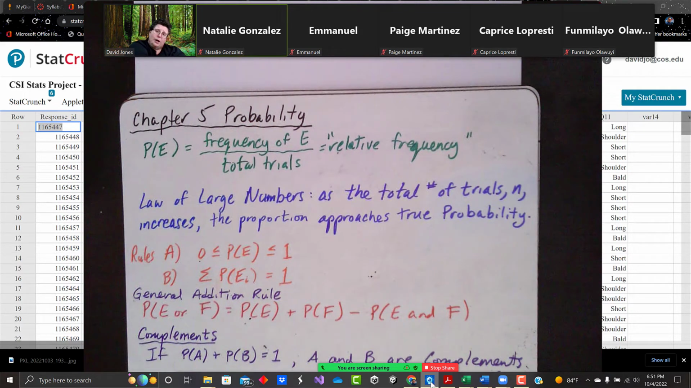Some good rules to know about probability. Each probability has to be less than 1, but it's got to be greater than 0. We need a decimal for all of them. And if we add them up, they need to equal 1.